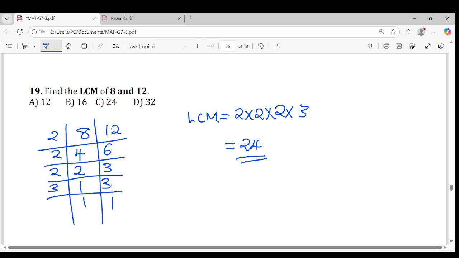Then you look at your choices. Which answer has 24 as its option? Choice C for cat.